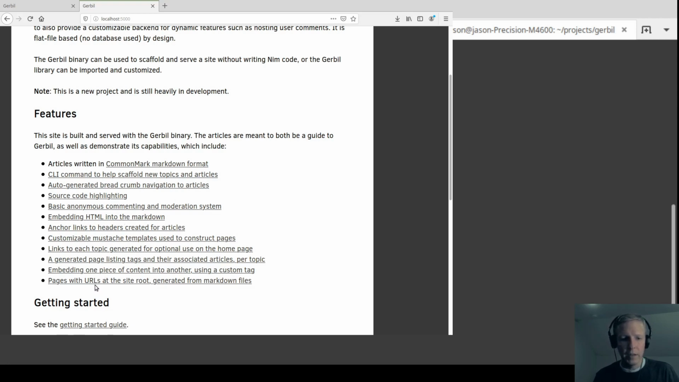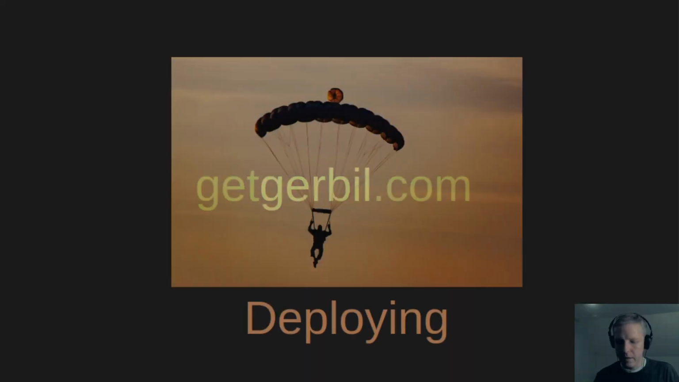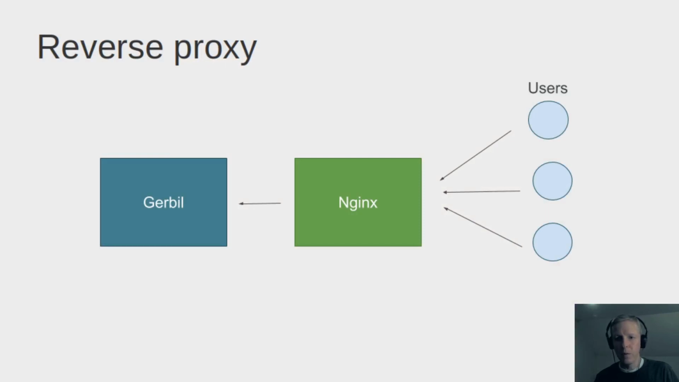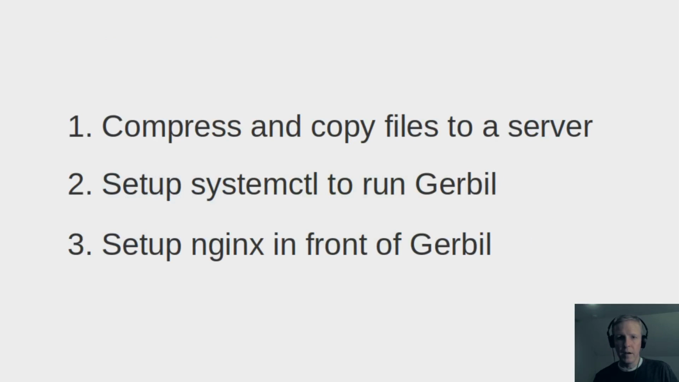So one of the final things that I have to talk about is deploying, how to deploy Gerbil. It's fairly straightforward. The recommended way to run this is to use Nginx or Apache as a reverse proxy, so that whoever visits your site first goes through Nginx before they get to you, basically. To set this up, I compress and copy the files, and I have a script that does this. I've included the script in the repository, and I'll probably write an article detailing how I do this in case you want to do it the same way.